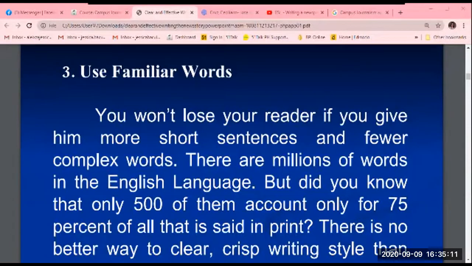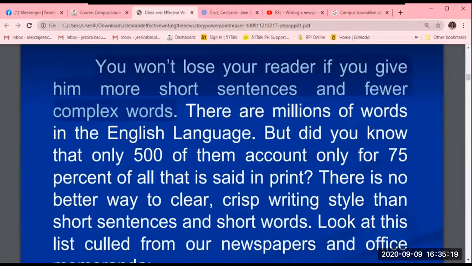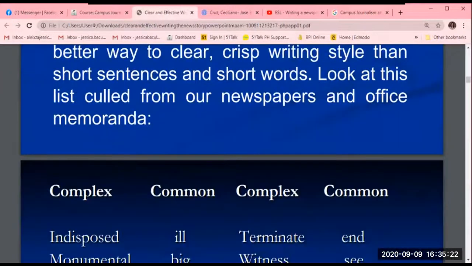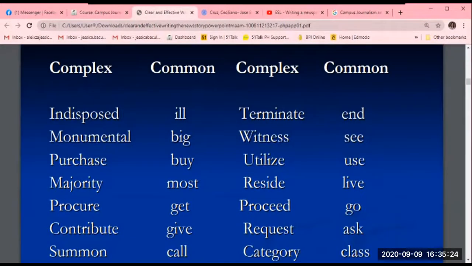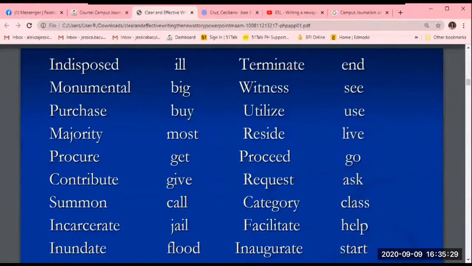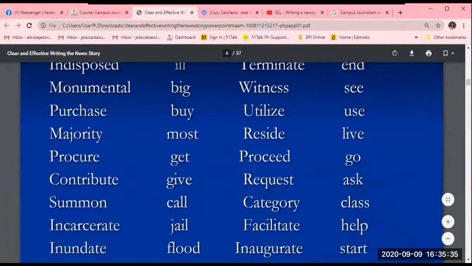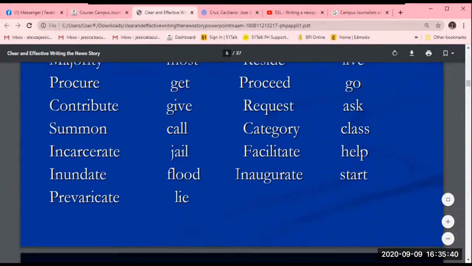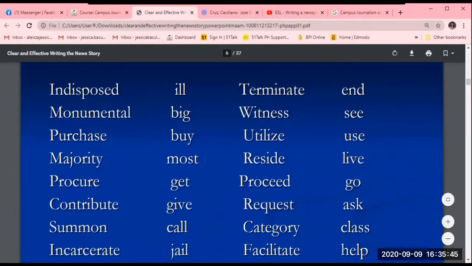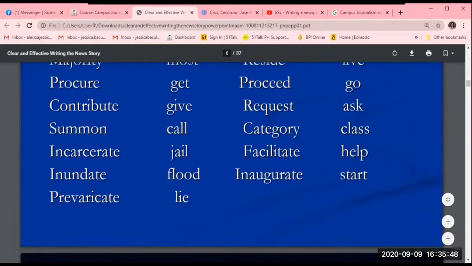You have to make sure that you won't lose your reader if you give him more sentences and fewer complex words. There are millions of words in the English language, but you have to make sure that you use the common words compared to the complex ones. For example, indisposed, ang pasabot ra dayanan niya kay gasakit. Okay, then incarcerate, na priso raman diay, jail. Inaugurate, start. Category, class, or what else? Terminate or end. Mura man din siya ang pasabot-anan niya nga mga words.